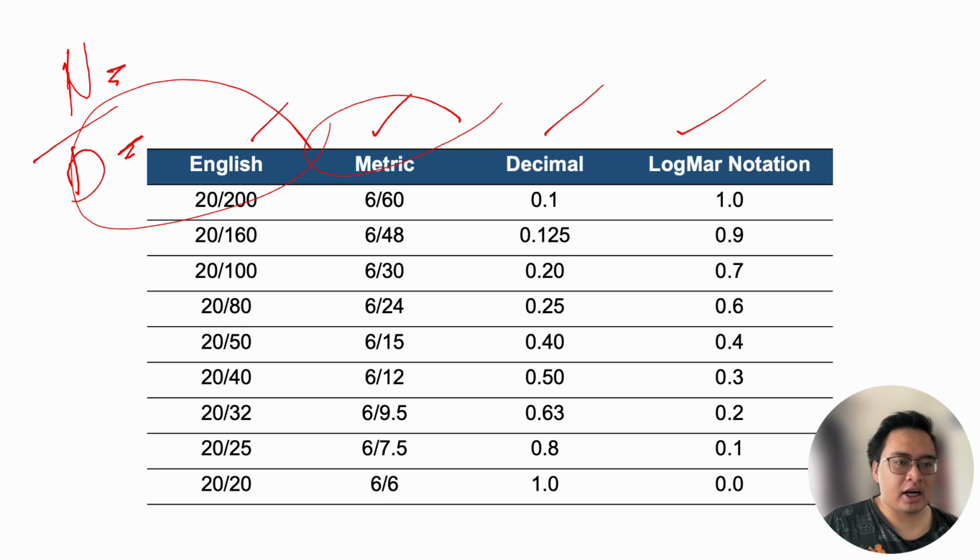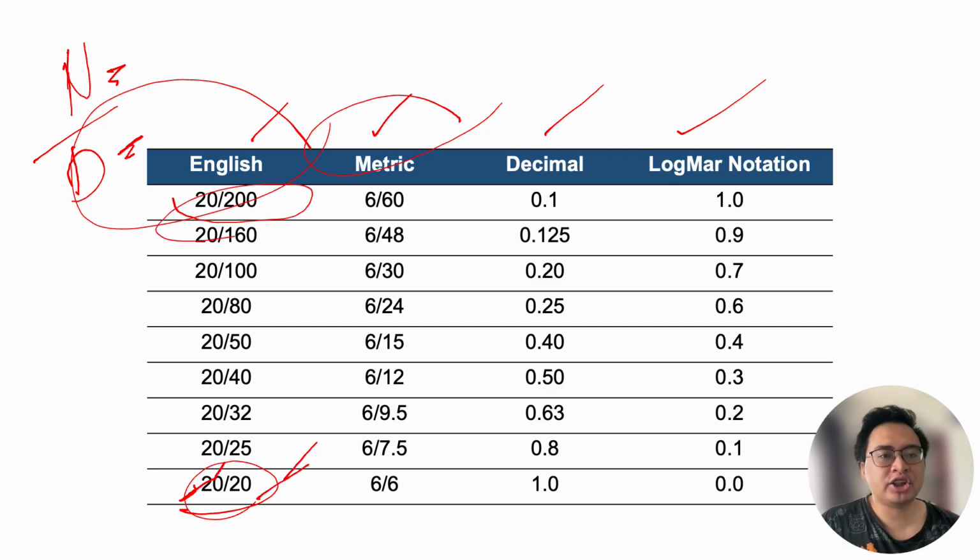So for example, if your vision is 20/20, the patient could see at 20 feet what a normal person could see at 20 feet. Okay? So how about for 20/200? It just means that your patient could read at 20 feet what a normal person could read at 200 feet. So meaning, their vision is poor, right? They have poor visual acuity.